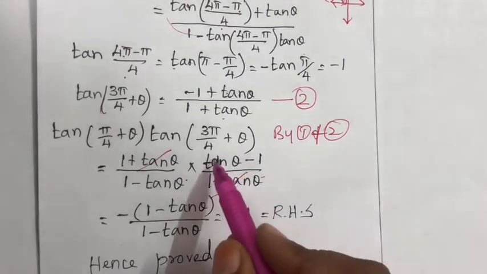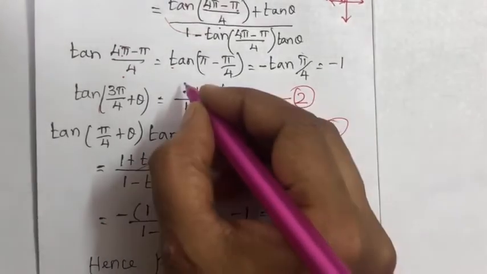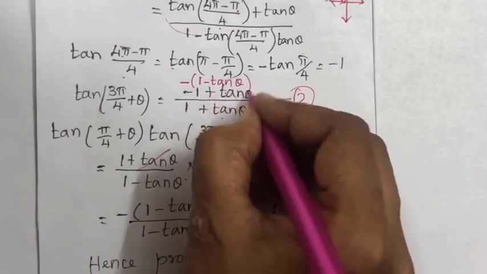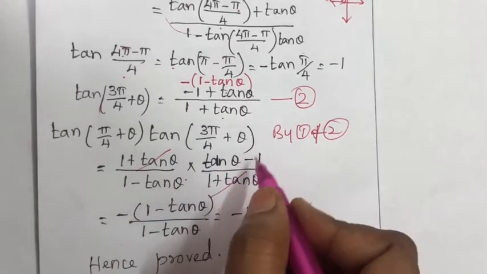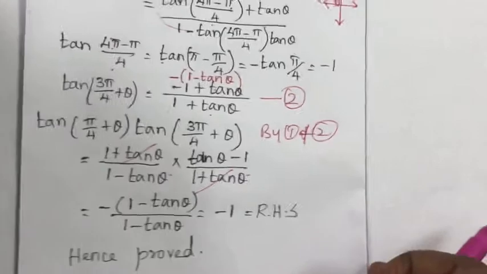Tan theta minus 1, if you write it as minus of (1 minus tan theta) right at the start, it will be easier for you to simplify in this step itself. So it is minus 1 and that is our right hand side.